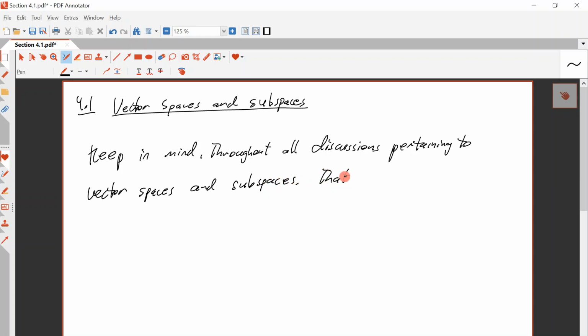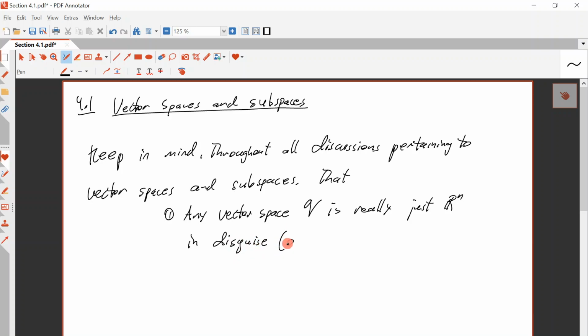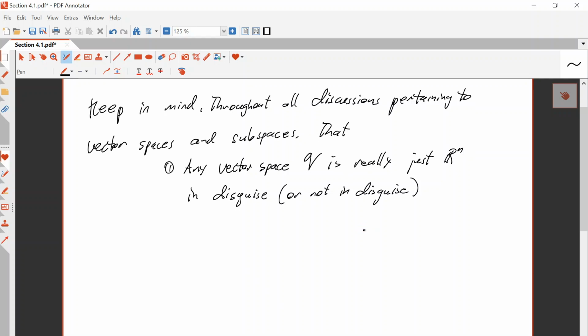that, one, any vector space V is really just Rn in disguise, or not in disguise. A vector space is just another way of talking about Rn, although there's various disguises you can put upon it.